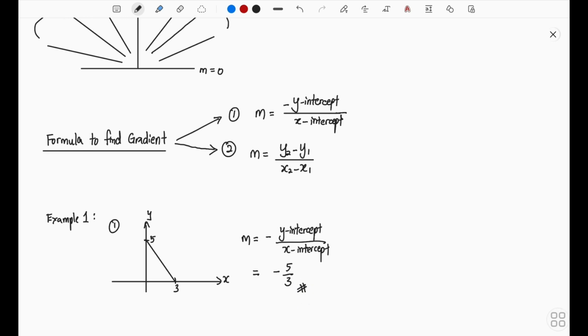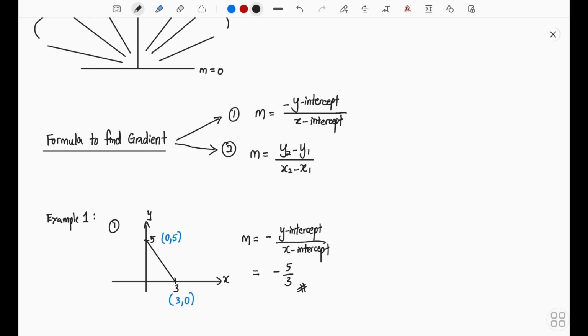And now students, you might have this question in your mind. Sir, can I use the second formula to solve for this question? Because you just told us that the second formula can be used in any kind of situation. My answer to you is yes. And let us do that together. You know that at this point, the coordinate is 0, 5, and the coordinate at this point is 3, 0.